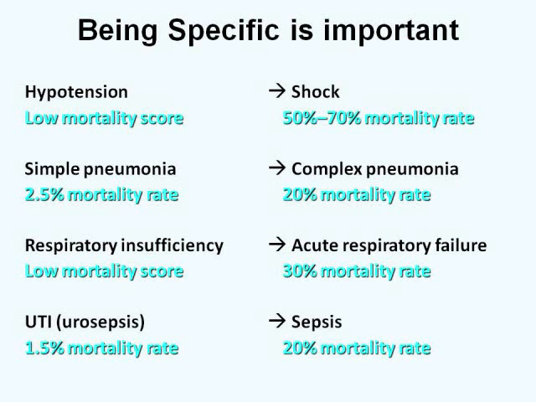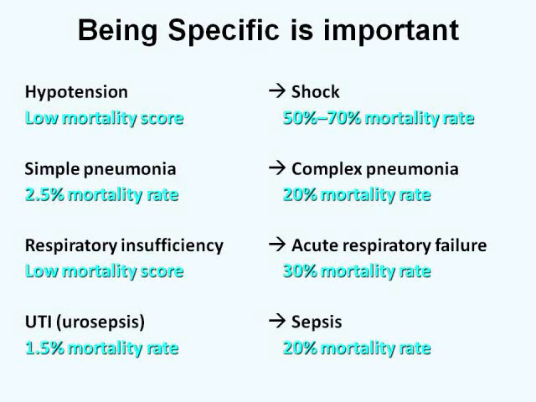Let's take some examples. Being specific is important. For example, instead of mentioning hypotension, which reflects a lower mortality score, if the patient was in shock, say so, and say that the patient was in shock, and this reflects the severity of the case, where in some instances it can be 50 to 70% mortality rate.